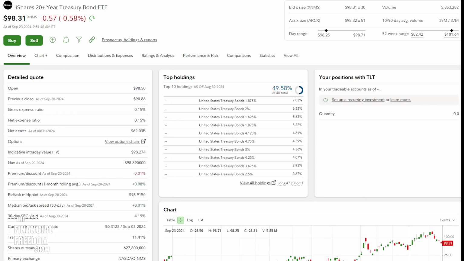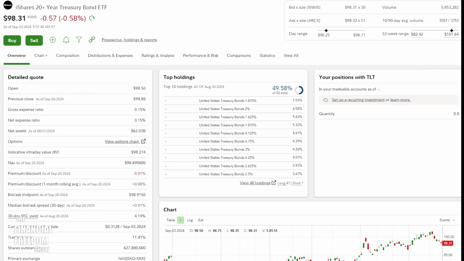TLT's price is actually highly sensitive to interest rate changes. So when the market interest rates go up, the value of the bonds in the fund go down. And when interest rates fall, the bonds appreciate in value. So this is because investors would rather own newly issued bonds with higher yields than older bonds that have lower yields. That sensitivity to interest rates is known as duration risk, which makes TLT an interesting tool for investors who want exposure to the bond market, but also means that it can be quite volatile when rates are changing.